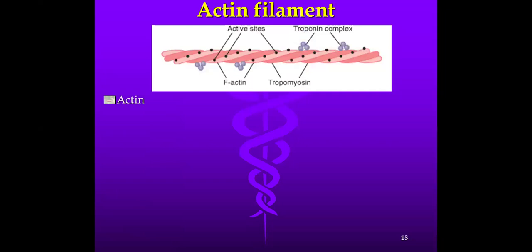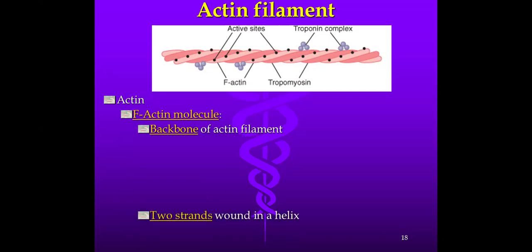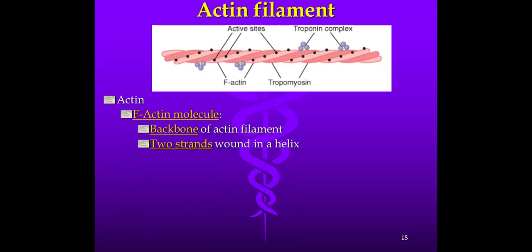Now the actin, we have discussed F-actin and G-actin. So F-actin is basically the filamentous actin molecule and G is the globular actin. It is the backbone of the thin filament. Backbone means if there is no F-actin, there can be no actin filament. So the main component of the actin filament is the F-actin molecule.